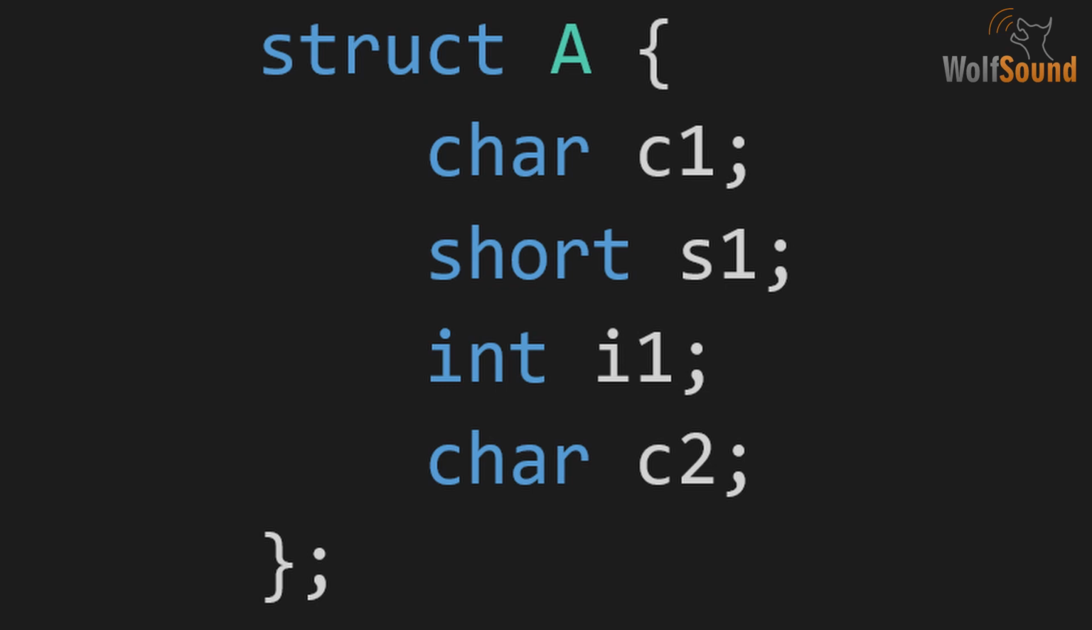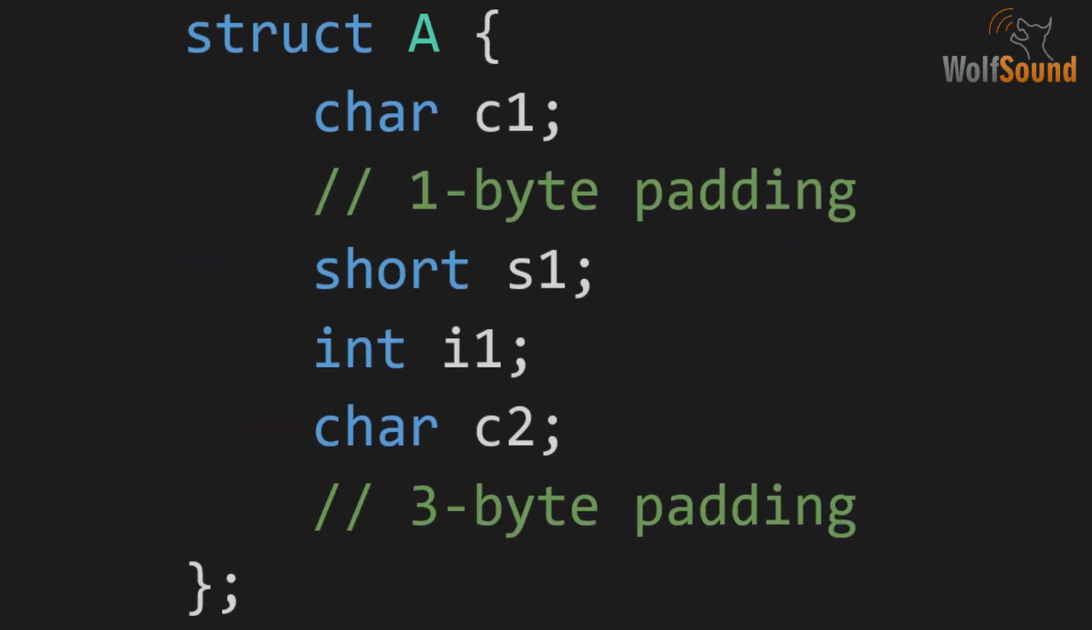example, shall we? Consider the following structure. A consists of a char, a short, an int, and another char. In memory, the structure looks rather like the following, due to data alignment done by the compiler. First we have the char, then 1 byte padding, then the short, then the int, then the char, and at the end another 3 byte padding.